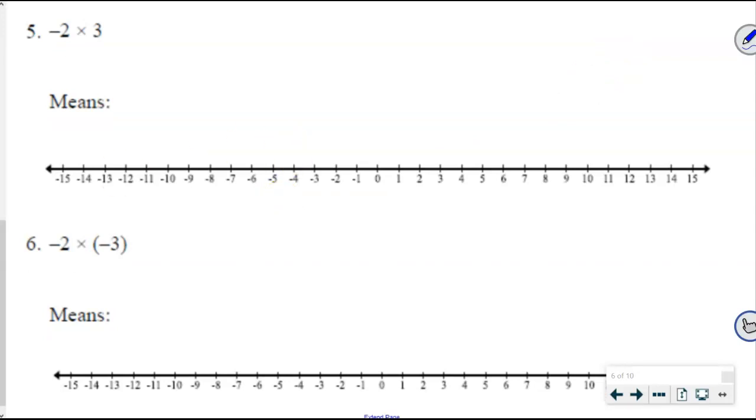Pause the recording. All right, -2 times 3, what does that mean? How should I be thinking of this? I've already heard from you once before. I want to see a fresh new hand. There we go. Liv.